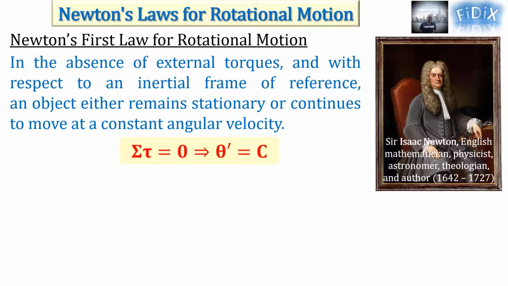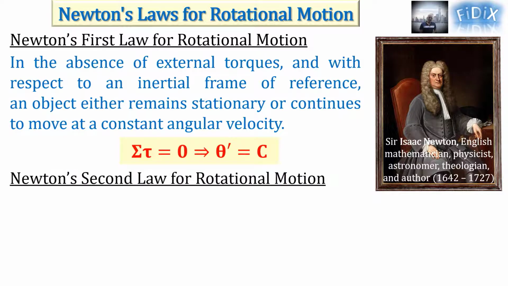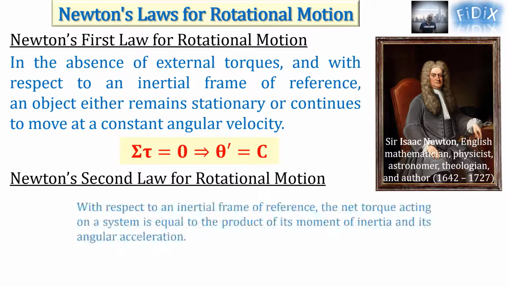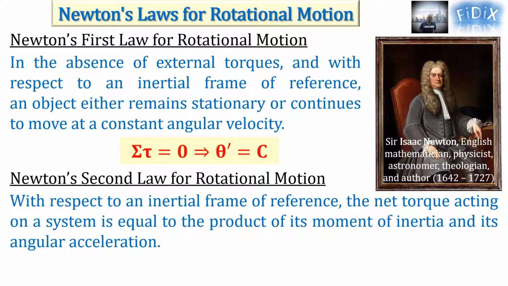Net torque sigma tau equals 0 implies that the angular velocity theta prime is equal to a constant, which can be 0 or different from 0. Newton's second law for rotational motion states that with respect to an inertial frame of reference, the net torque acting on a system is equal to the product of its moment of inertia I and its angular acceleration theta double prime. So what is the moment of inertia?